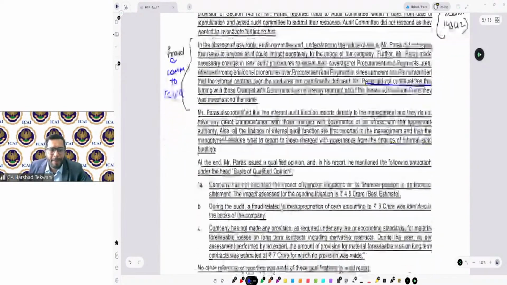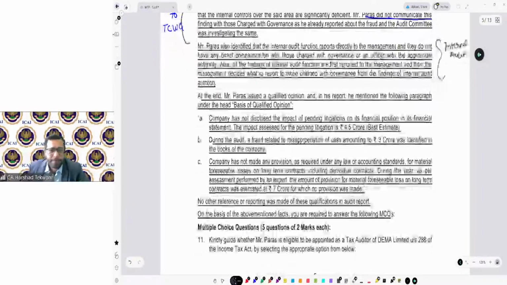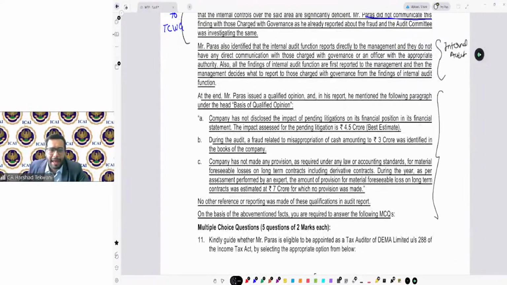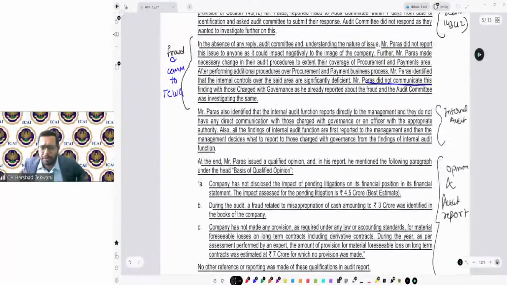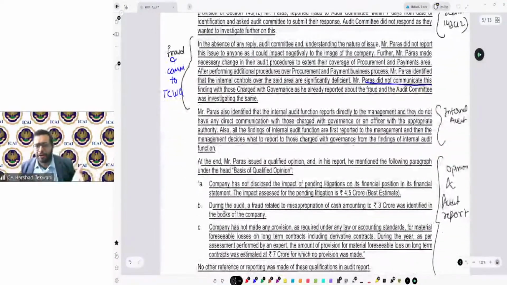Then the fourth paragraph, I could understand, okay, this is related to internal audit. Then the fifth paragraph, I can see this is related to opinion and audit report. Okay. I have bifurcated all the paragraphs. When I read, I'll just mark it down next to it: what is the scenario, what is this, what is that, so that later on, when I want to refer back, I can refer back easily.